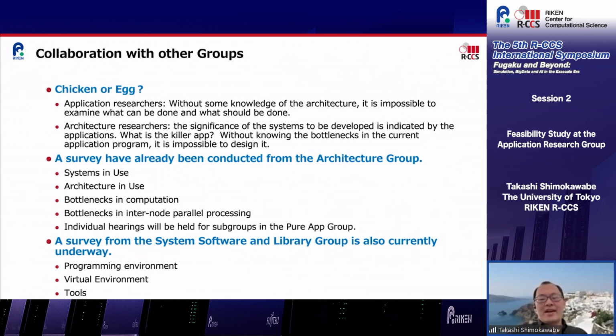What is the killer application? Without knowing the bottleneck in the current application program, it is impossible to design it. So to promote smooth collaboration, surveys are being conducted from the architecture research group and the system software and library group to share the requests and the bottlenecks from the application side.